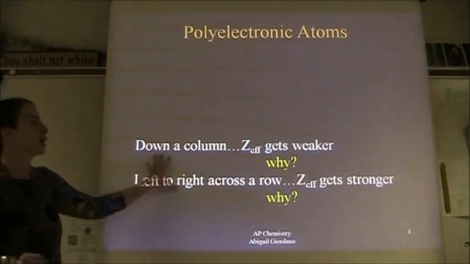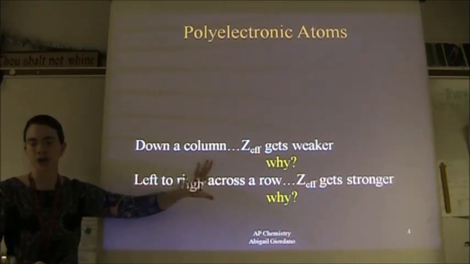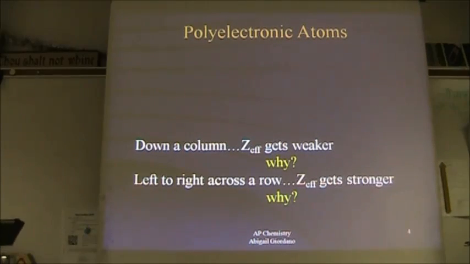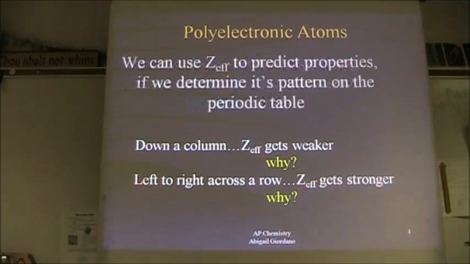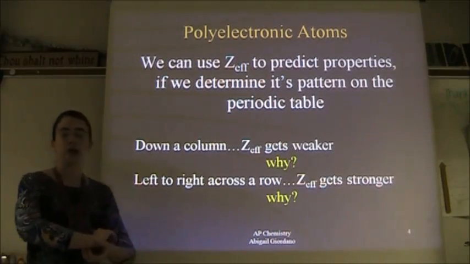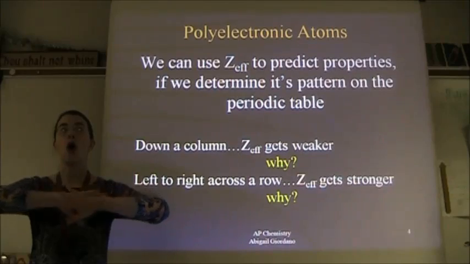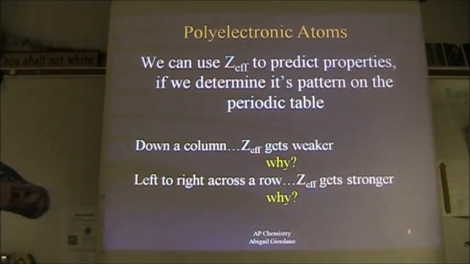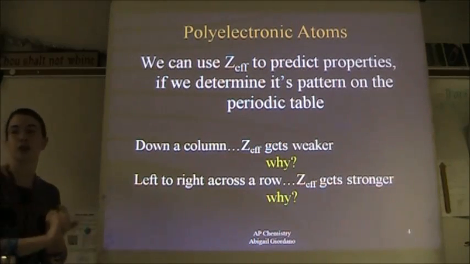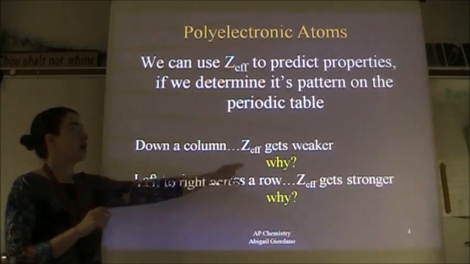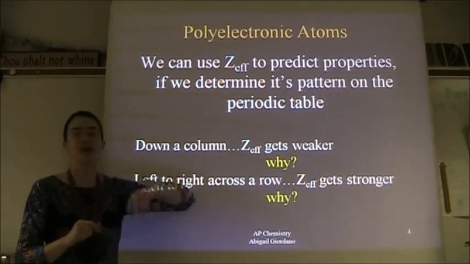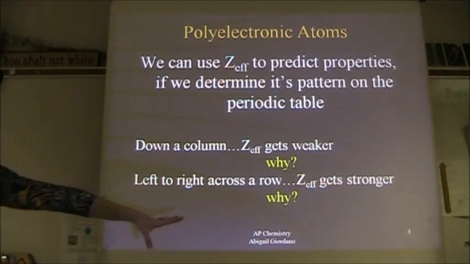And here's the deal, guys. If you can understand the trend on the periodic table for effective nuclear charge, you can understand all periodic trends. Because, ladies and gentlemen, all trends, and there's a lot of them, like ionization energy, electronegativity, atomic radius, ionic radius, all of these trends are a factor of the effective nuclear charge. If you can understand this, you can understand all of them.